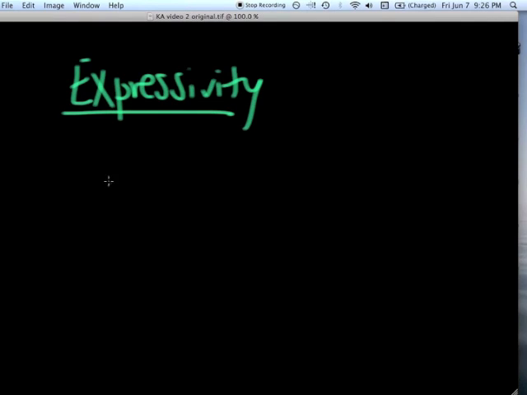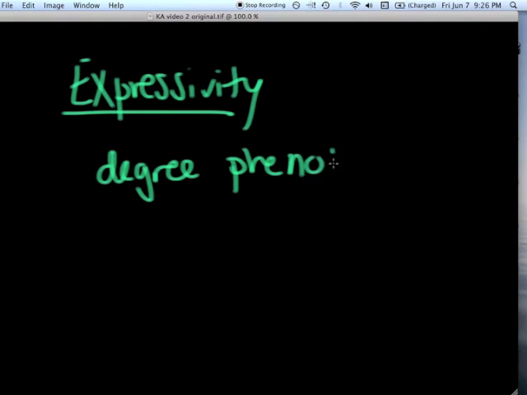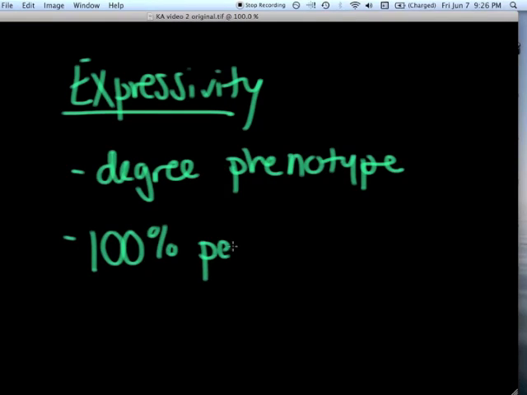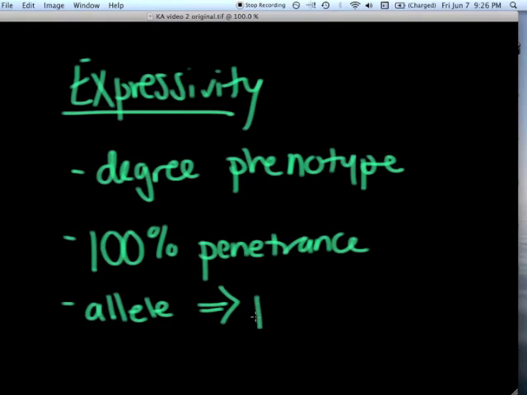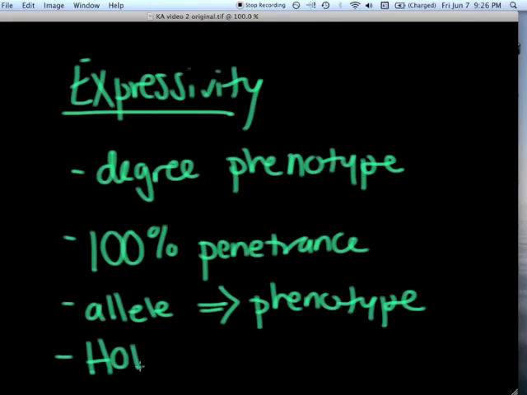When we look at the concept of expressivity, we're looking at the degree to which the phenotype is expressed. In this case, we assume 100% penetrance of the allele. In other words, if you have the allele, you're going to get the phenotype. The question with expressivity is how much of that phenotype are you going to display?